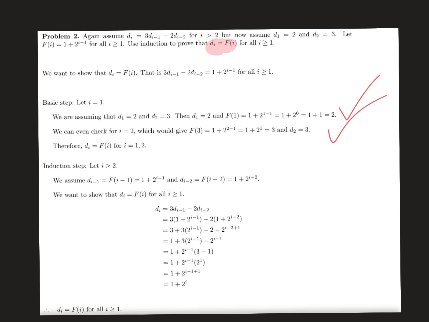All that to say, this is what we want to show: d of I equals f of I. So d of I, we know what this equals. We get this from the very beginning of the problem, which was up here.